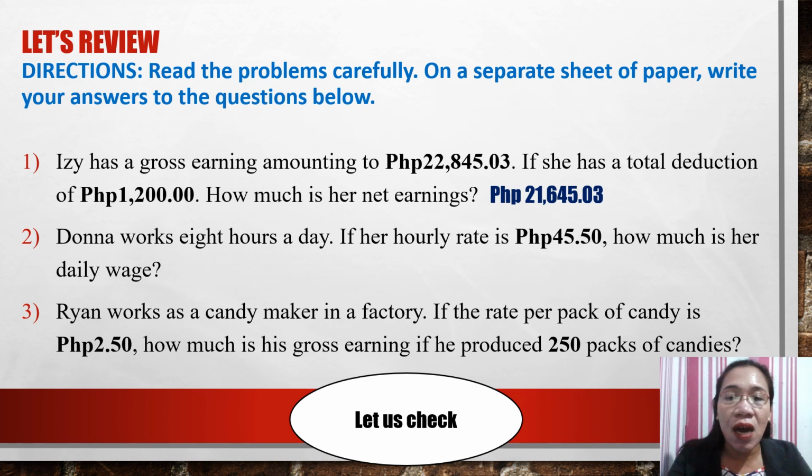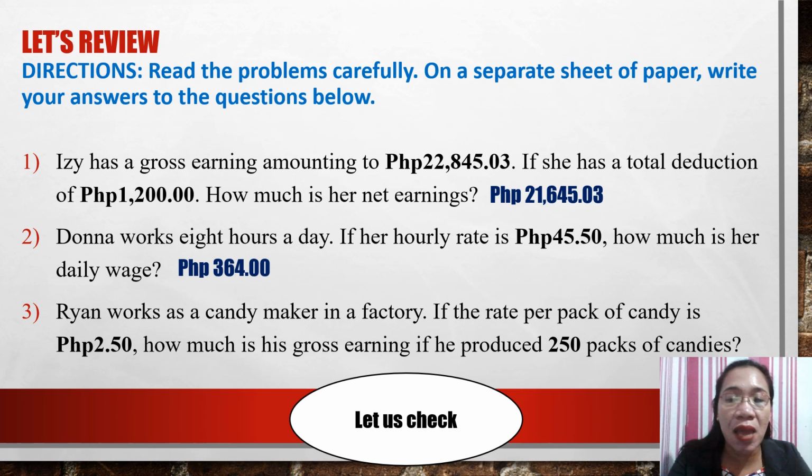Okay, how are you going to answer this? Okay, very good. You simply multiply the hourly rate, which is 45 pesos and 50 centavos, with 8 hours. So 45.50 times 8 will give you 364 pesos. Now let's start with number 3.